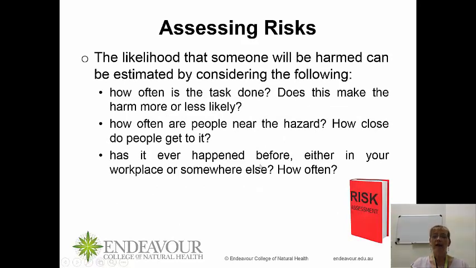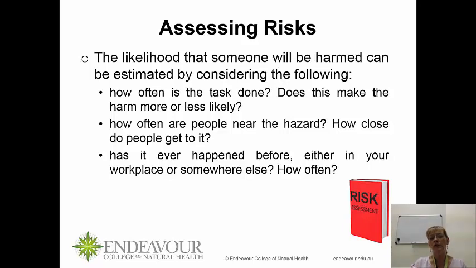Also looking at the likelihood that someone will be harmed. So you can estimate that by looking at how often is the task performed, and does performing that task make it more or less likely that some harm could occur? How often are people near that hazard? So if it's a piece of machinery, for example, how many people actually go near that piece of machinery? Has an incident happened before, either within your own workplace or at another workplace? If it has, how often?